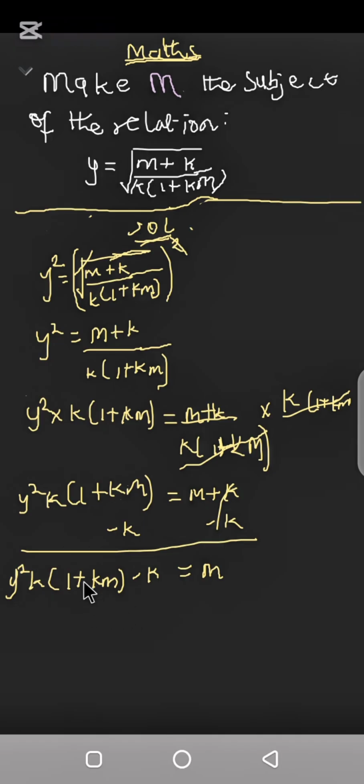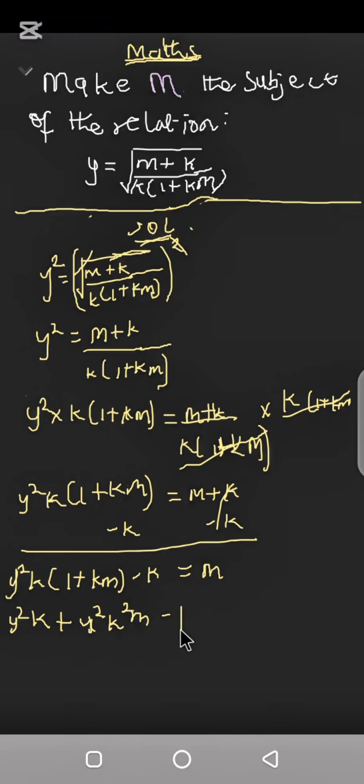Now, how do we rescue the other m? To do that, we need to open up this bracket. So we open this bracket up. y squared k times 1 will give us y squared k. Multiply to the other one, we have plus y squared k squared m.